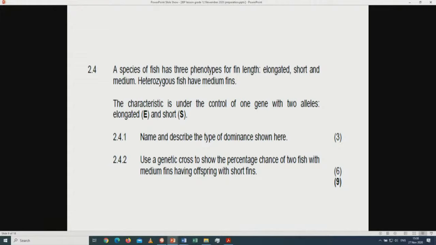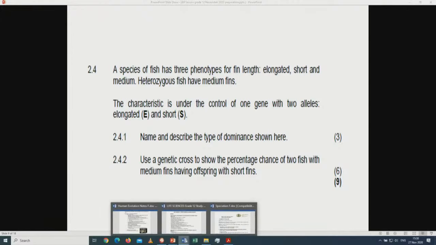Here we have an example of a species of fish that has 3 phenotypes for fin length: elongated, short, and medium. Heterozygous fish have medium fins. So we are given 3 phenotypes there: elongated, short, and if they occur as heterozygous, they will have medium fins. Now already we know that if there is an intermediate phenotype, this type of dominance is described as incomplete dominance.